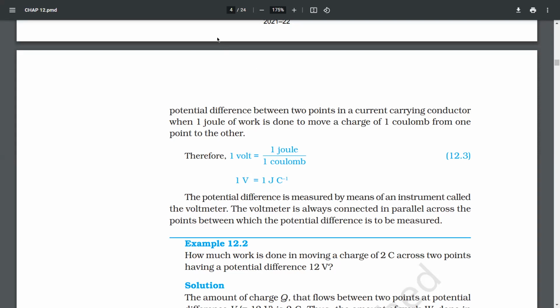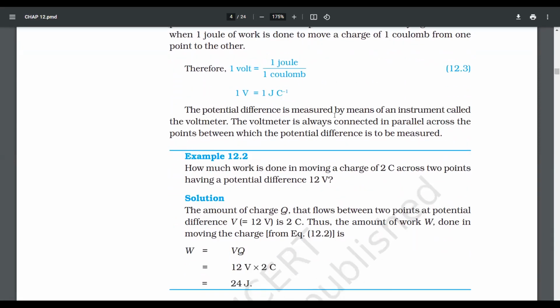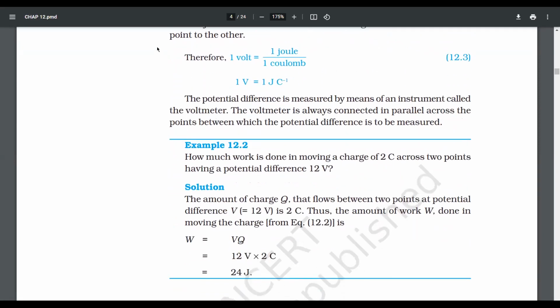Okay, so 23 joule, I do not think is correct. Let's look at the answer. It's 24. I think that might have just been a typo. Yeah, 24 joule. Yes, that's correct. Again, using simple formula application.